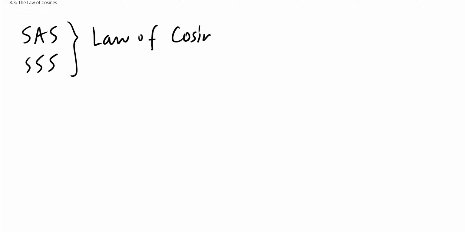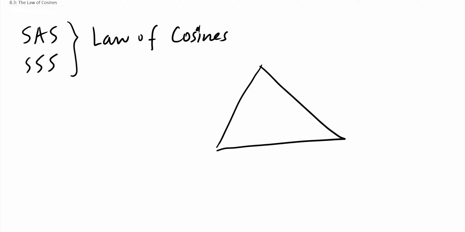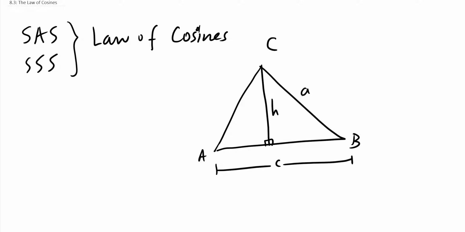What is the law of cosines? Let me prove it. It's fun to prove this. Say we have triangle ABC. We drop a height. Call this H. The side facing C is c, facing A is a, facing B is b. Let's call this point D, and this is x. So this would be c minus x.